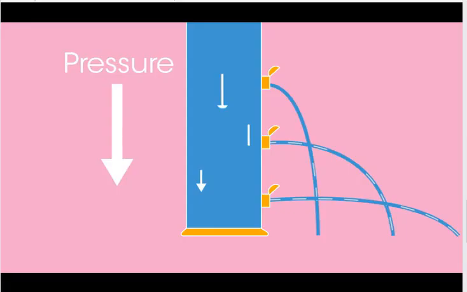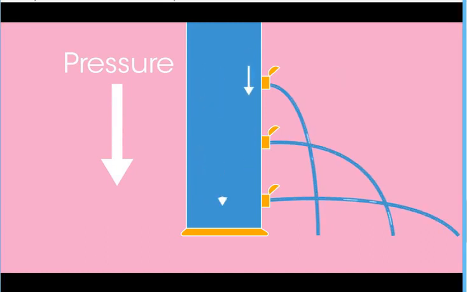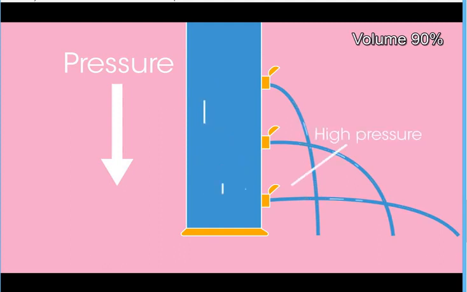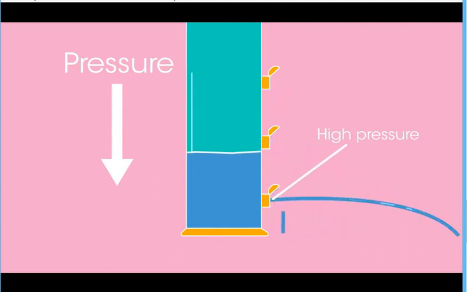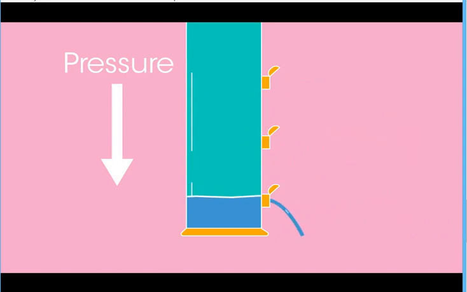So let's just continue with this video and see where it goes. The water that pours out of the hole at the bottom of the container travels further than the water that pours out of the hole at the top. This is because the water at the bottom of the container is under greater pressure than the water at the top. The mass of the particles pushing down on the water at the bottom of the container creates more pressure. The deeper the liquid, the greater the pressure.